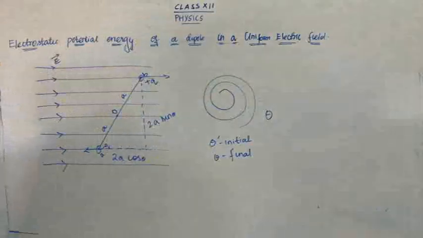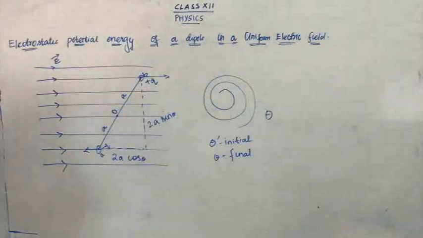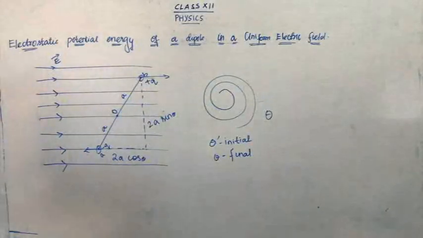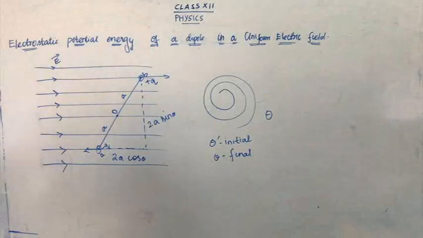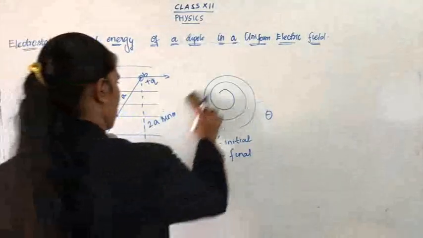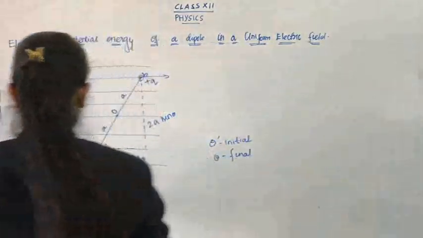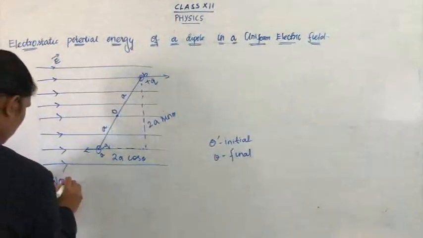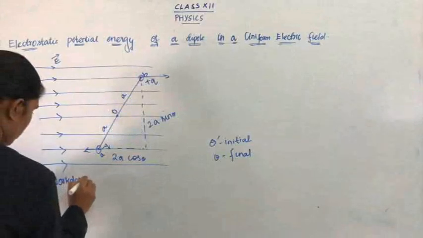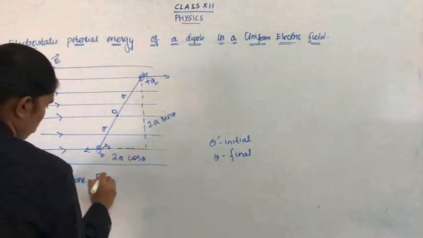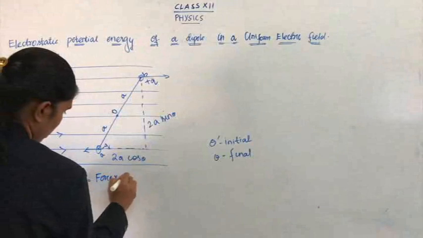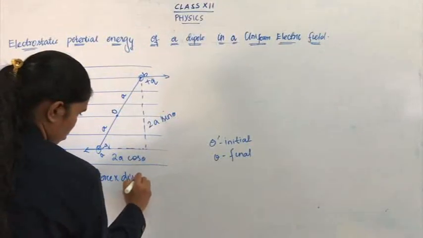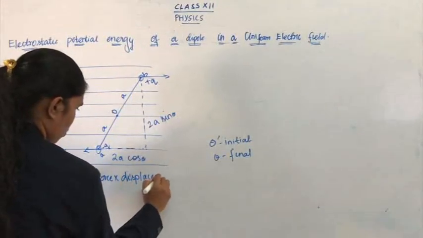Theta dash is the initial and theta is the final. Here there is an external force to make a displacement, so there is a work done. What is the formula for work done? Work done equals force into displacement. This is the formula for work done.